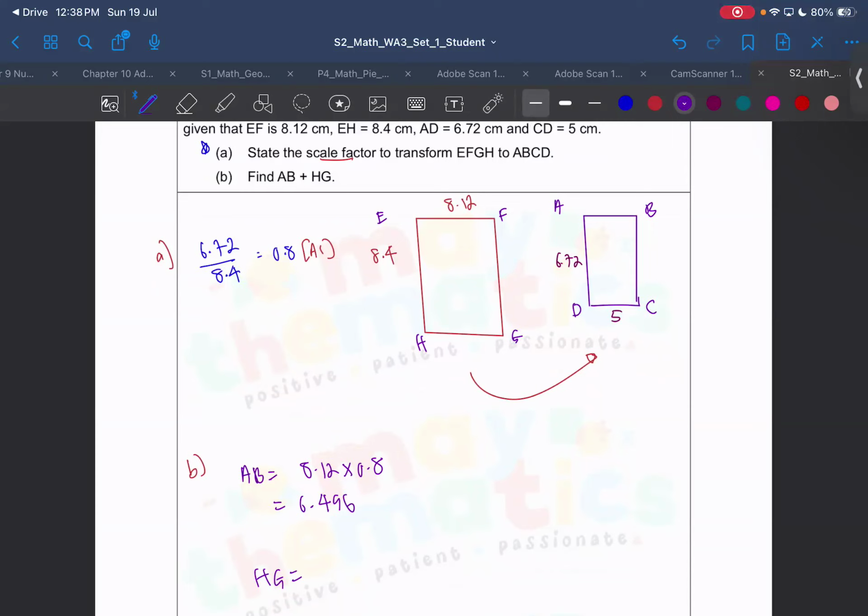Usually it's 8.12. Hold on. HG, this part. Oh, because the question never says rectangle. Correct, so it can be any shape. See, this one can be a trapezium.